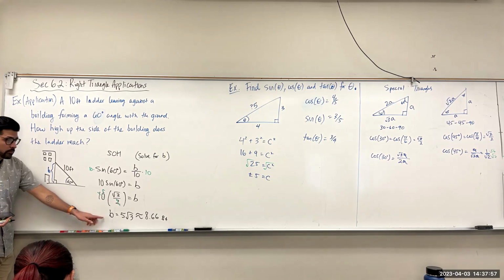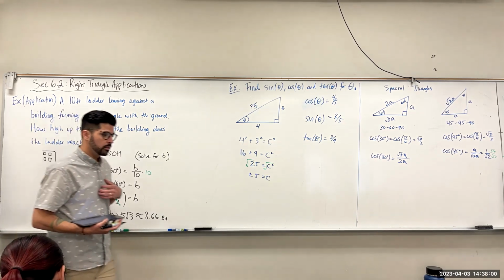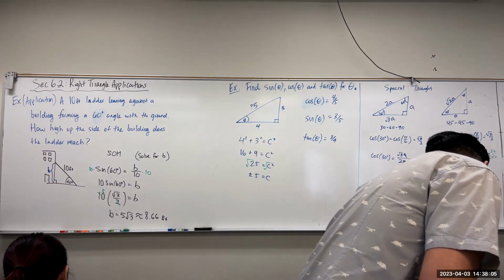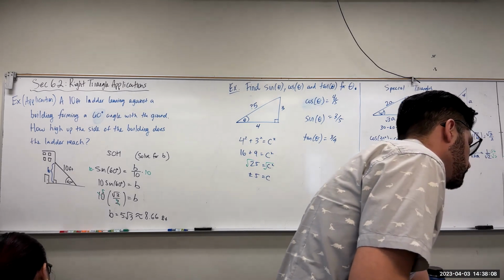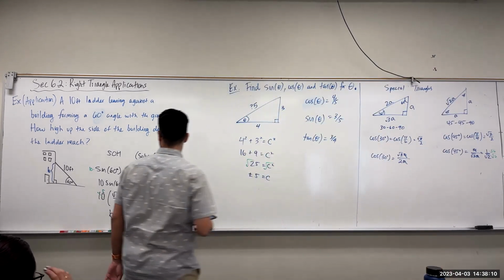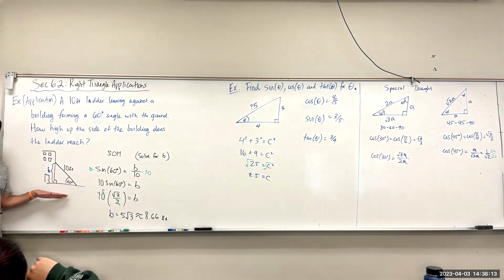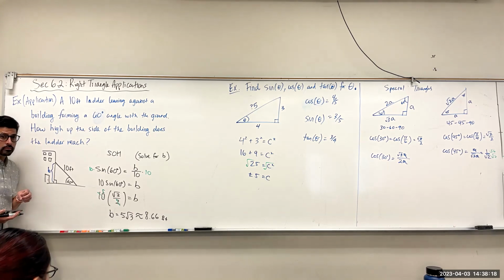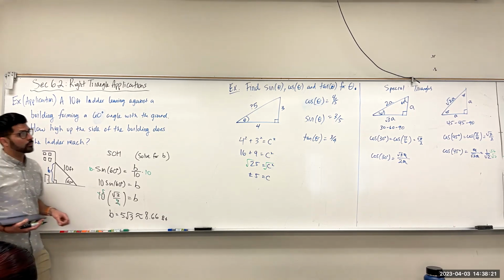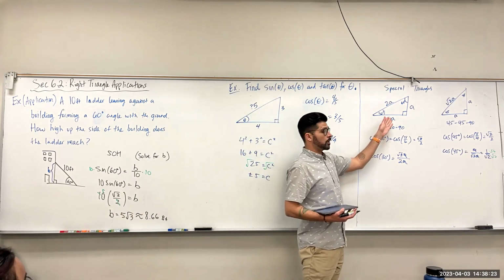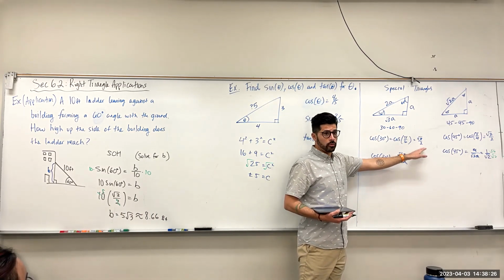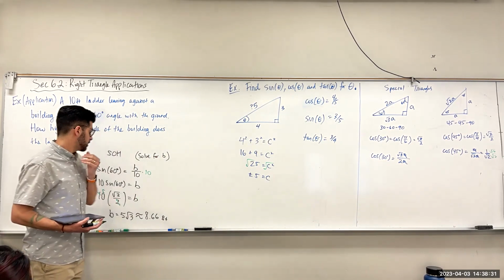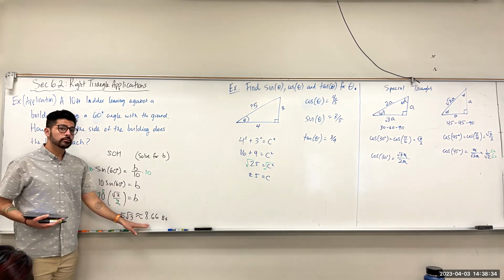Question. Why is it √3 over 2 and not 1 over 2? It's sine, so it's the y coordinate. Okay. Also, we could have solved it using the special triangle. You could have also solved it using this special triangle here, and it still would have given you √3 over 2.